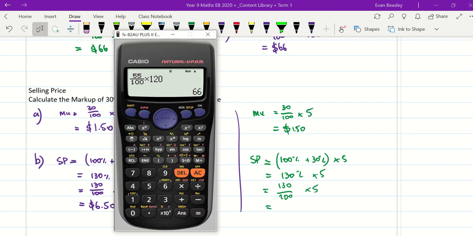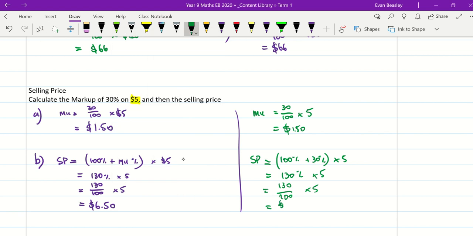That's like saying 130 over 100 times $5. And I can grab our calculator. So 130 over 100 multiplied by 5. And that, we'll have to just press that SD button. And that's $6.50.